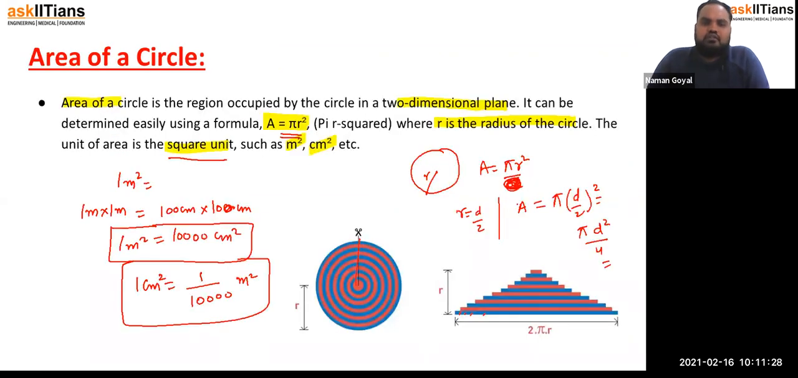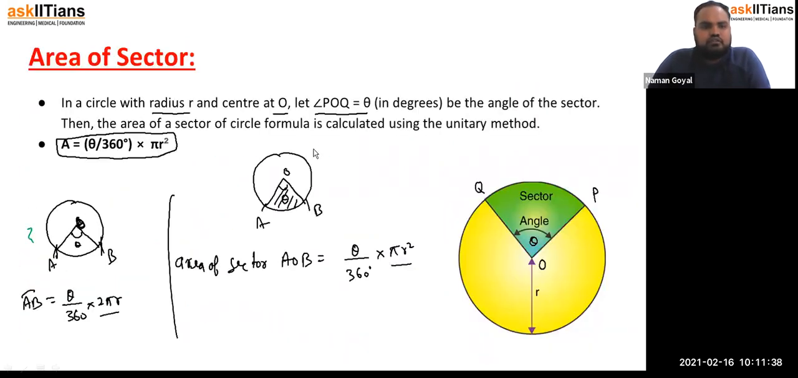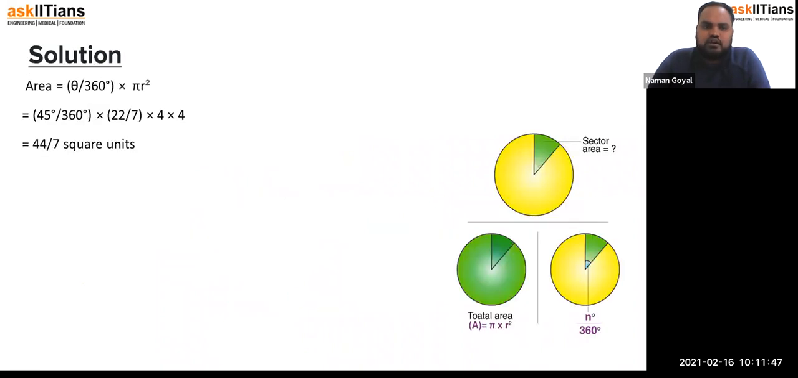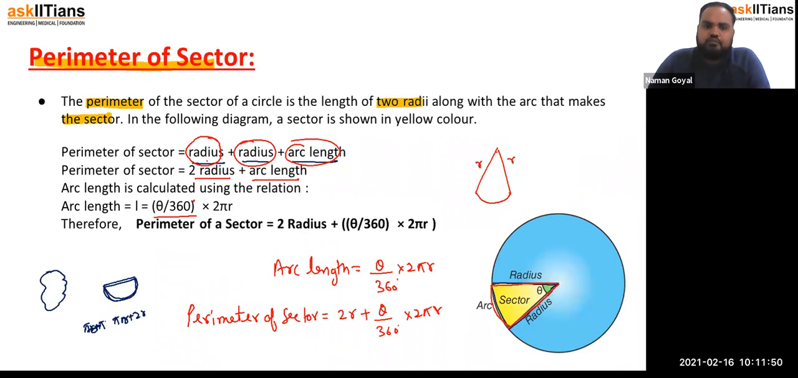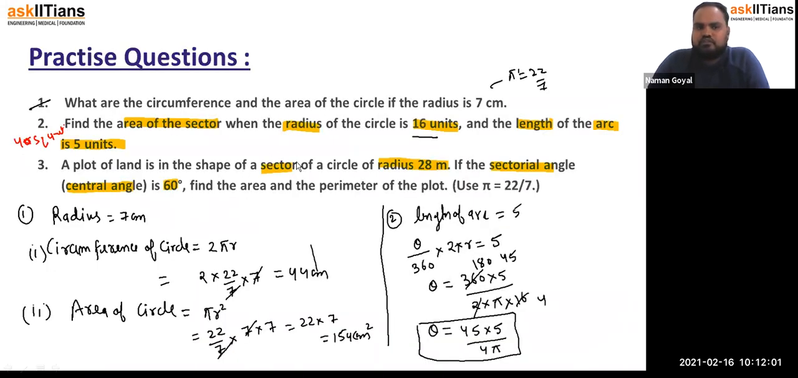We also learned that the unit of area is meter square or square unit. After that we did some questions. Area of sector, we already talked about: theta upon 360 into pi r square is the formula. And the perimeter of sector is 2r, twice the radius, plus theta upon 360 into 2 pi r. After that we did many questions, and there are 3 practice questions.